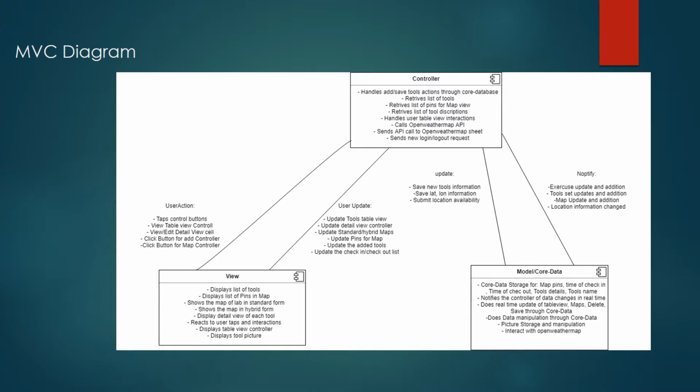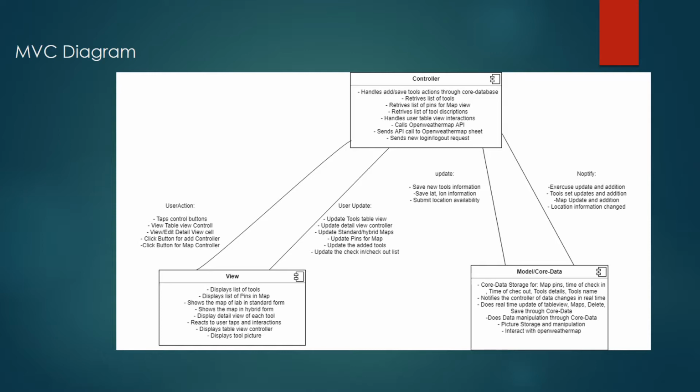And then if we go on to user actions for view to controller, we can see that we do gestures such as tap, we do scroll for the table view, we do sliding of the table view, which can in turn delete an item, and that's how we interact with it. And then for user update for controller to view, we see that we update the table view controller, we update the detail view controller, we also update the standard and hybrid map. If we decide to change between them, we need to update the pins and update the address. So that's how that's being done.